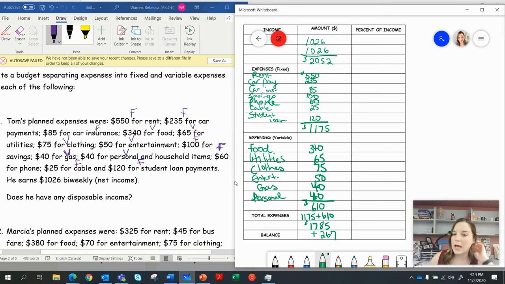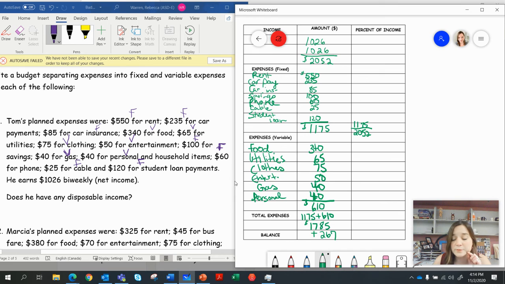Now, the other reason I got you to do your totals is we're going to find the percent of income. This worksheet, if you read a little further, technically wanted you to find the percent of income for every single expense. I'm not interested in that. We are going to look at the total. So we're going to take the total fixed expense and find out what percent of their income is being spent on fixed expenses. So we take that total of 1,175 and we divide it by their total income, 2,052.